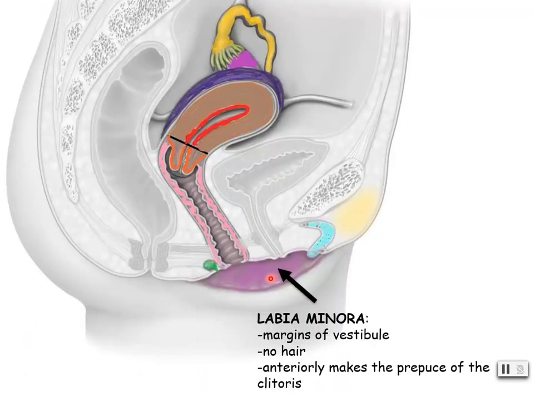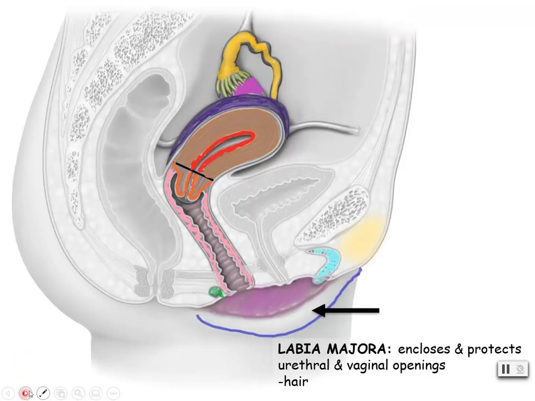All right, so just for coloring, we're almost done. The labia minora make up the margins of the vestibule. Those are the lips without hair. Anteriorly, they make up the prepuce of the clitoris. And then the labia majora enclose and protect the urethral and vaginal openings. That's going to be homologous to the scrotum. So just regular skin with pubic hair, and both sebaceous glands and sweat glands, both types, apocrine and eccrine. So they put off those pheromones.